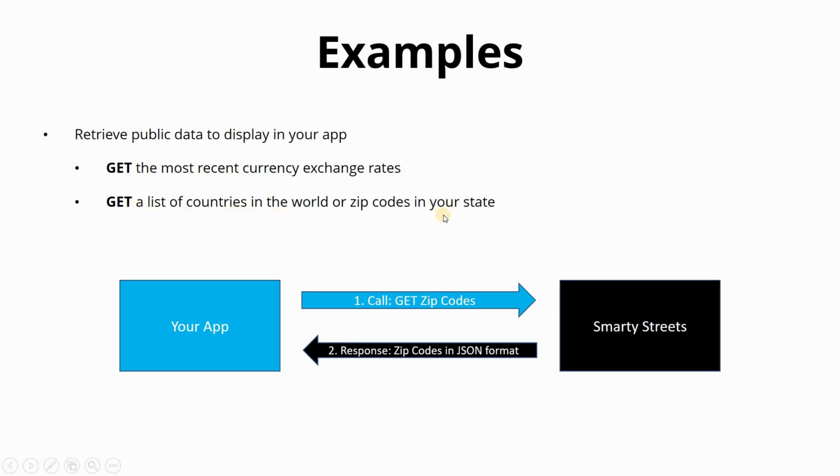or even zip codes in your state. There's actually an API service called Smarty Streets that works with zip codes and locations. And this works very similarly to the REST countries API. So your Bubble app would send a GET call to Smarty Streets to retrieve a list of zip codes. And Smarty Streets would return in response the list of zip code data in JSON format.